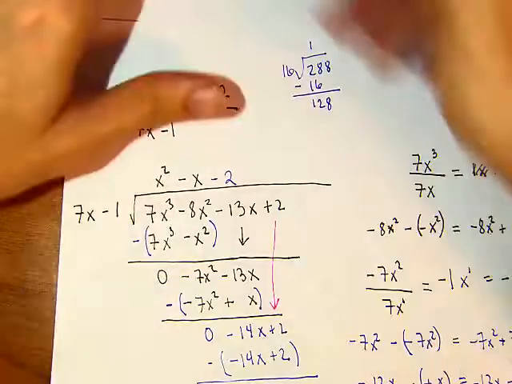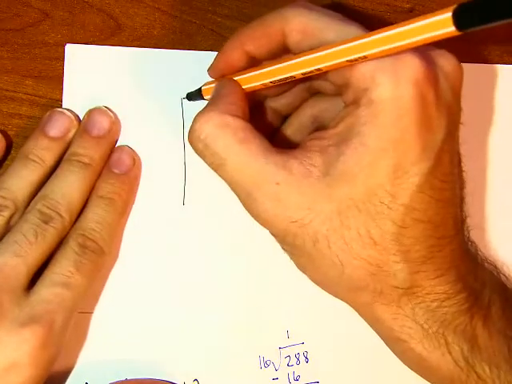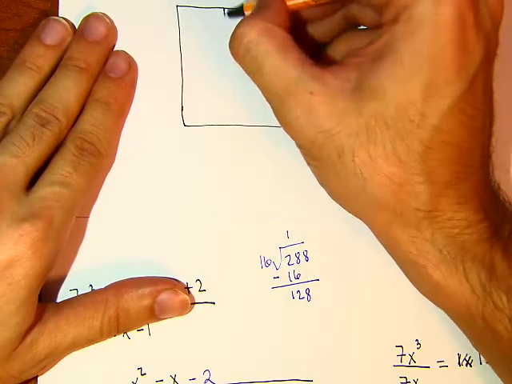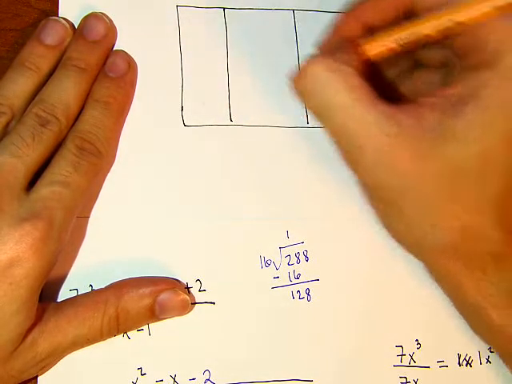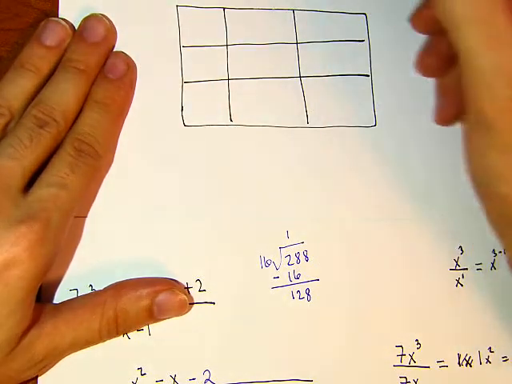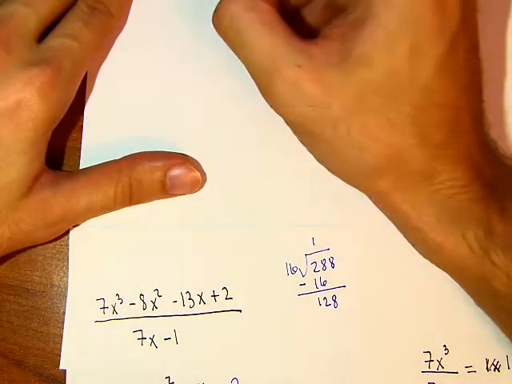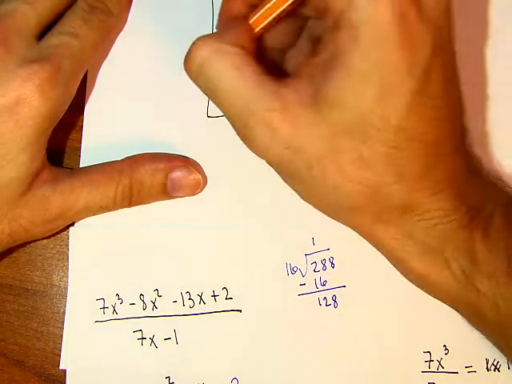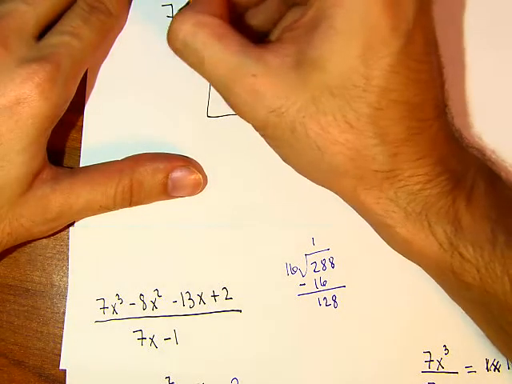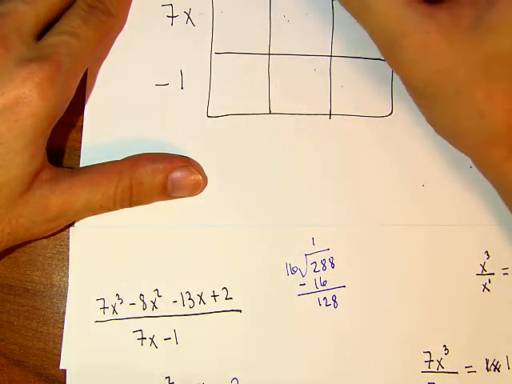Okay. Let's see. So we need a box. Oops. We need a box. All right. Let's see. Right. This is 7x. Oh god, I messed it up. What am I doing? No. Okay. This is 7x minus 1, x squared minus x minus 2.